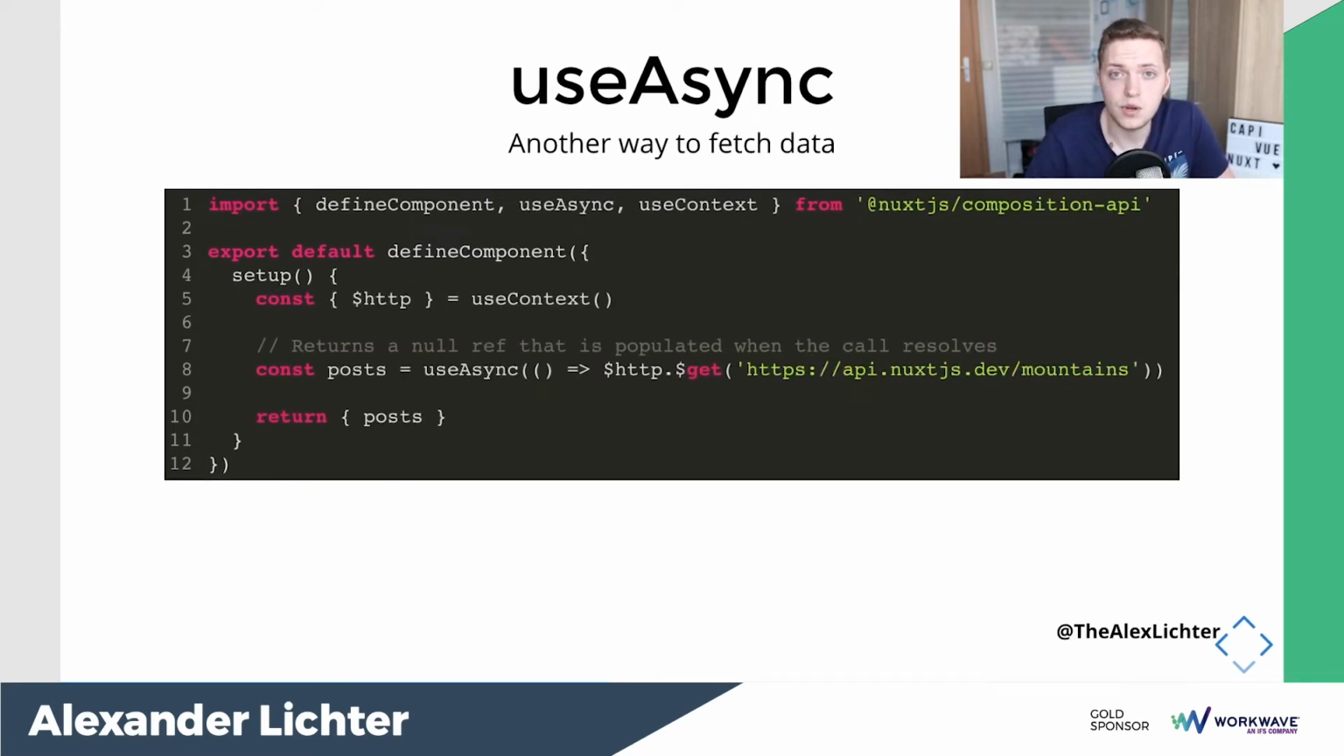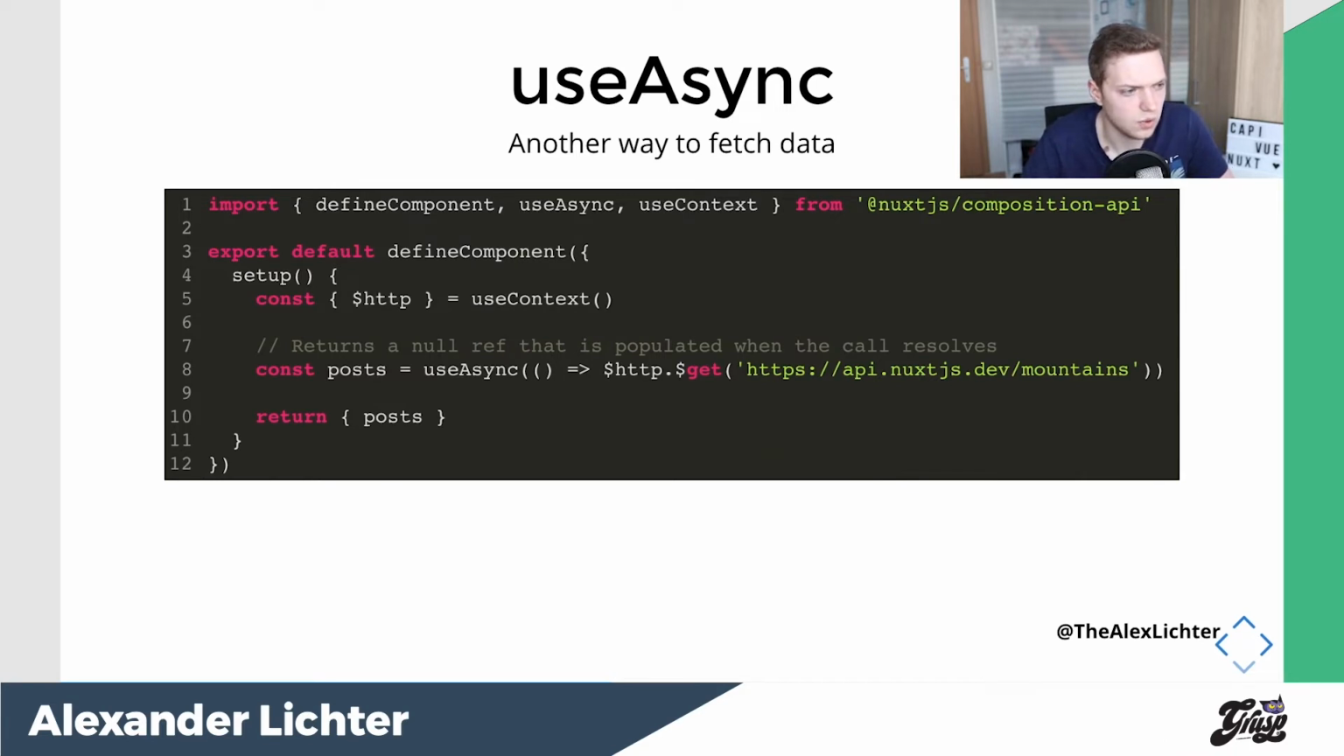And then we have useAsync. useAsync is another way to fetch data, and similar to asyncData and fetch, there are two ways to fetch data there. So we have another way to fetch data in the Composition API. It is kind of close to asyncData, but there are also differences. But let's take a look at the whole thing first.